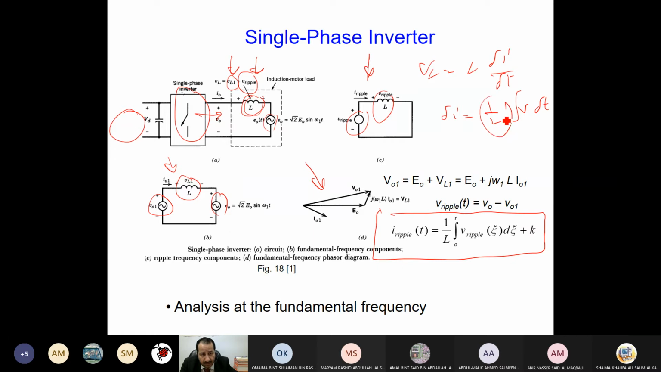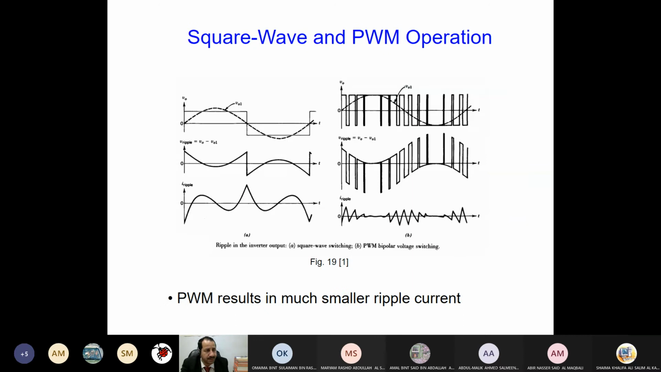Ripple current, as I mentioned, is 1 over L times the integration of the voltage ripple. When we integrate it to calculate the area under the curve, we get how much ripple is in my circuit. This is one of the specifications of the circuit. You want to design an inverter, yes, but you need to control the harmonics, and control the current and voltage ripple. Ripple is important because at the end, this will disturb the operation of the load. This will affect the functioning of the load.